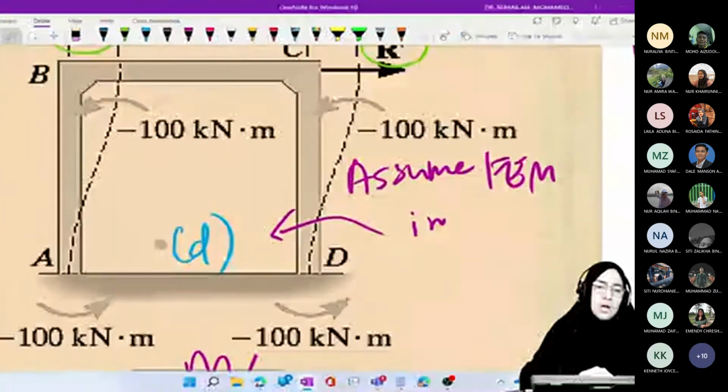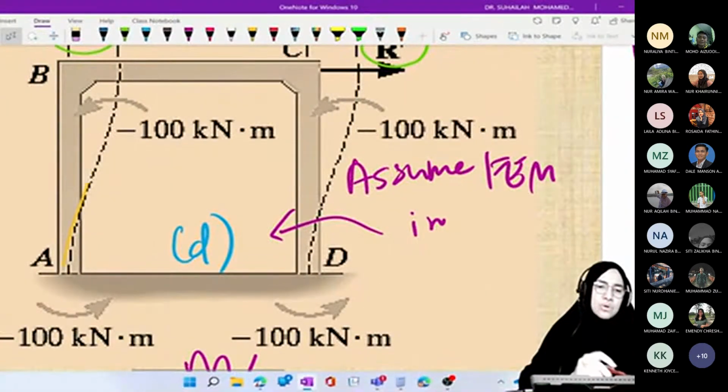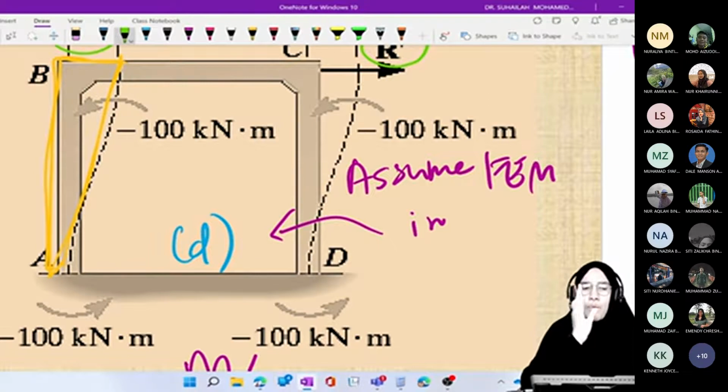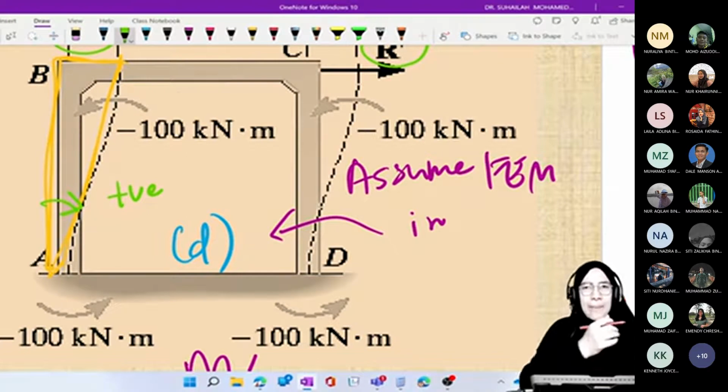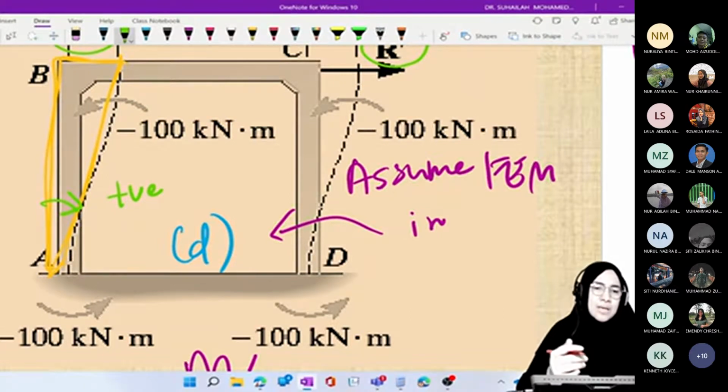Because look at the frame. The frame tends to move to this triangular shape from original, which is vertical. For column, original is vertical. So it moves clockwise. It rotates clockwise and moment is always opposite with the angle.